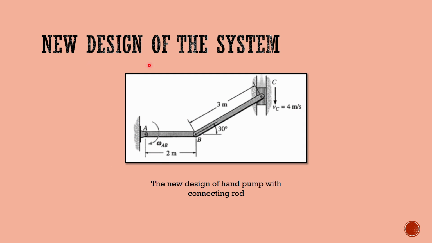We move to the new design of the system. So this is the new design of the system. As you can see, there is a handlebar from point A to point B, which is 2 meters, and then the connecting rod to the piston from point B to point C is 3 meters. Then there is one condition of the piston inside the cylinder, which is that the velocity of the piston is 4 meters per second when moving downward.